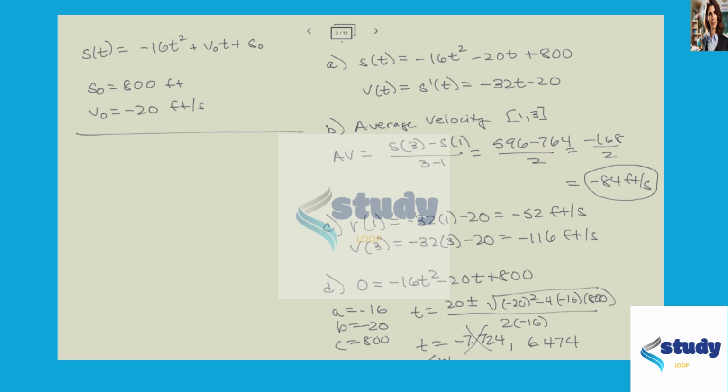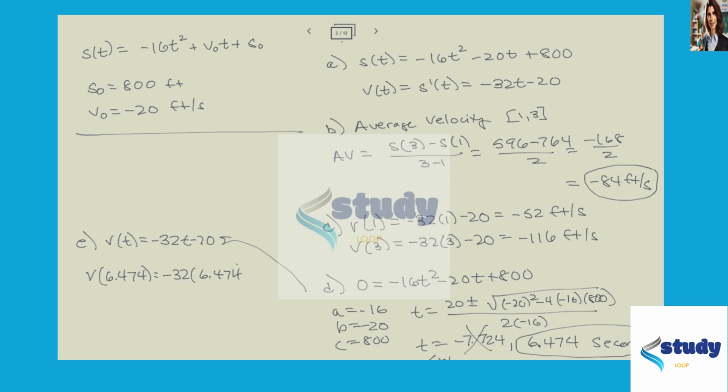And we are going to take time of 6.474 seconds. That's how long it's going to take to reach the ground. Now we want the velocity of the ball at impact. Okay, so again, back to the velocity function, which is negative 32t minus 20, but we're going to put in 6.474.